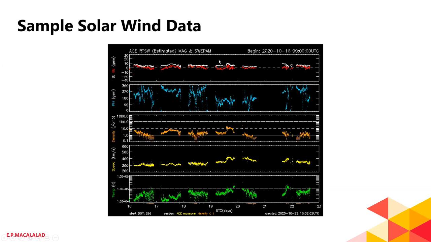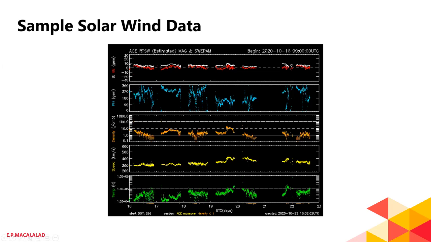So how do we read this? This is ACE real-time solar wind, RTSW, using MAG and SWEPAM. MAG is one of the payloads of ACE, and SWEPAM is the solar wind electron, proton, and alpha monitor. MAG gives you the interplanetary magnetic field: Bt, Bz, and phi. Phi is the angle or direction of your magnetic field, and Bt is the total magnetic field. Bz is very important in determining whether there will be a geomagnetic storm or not.